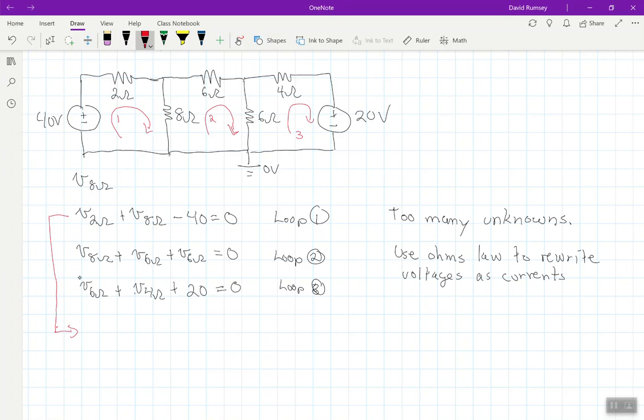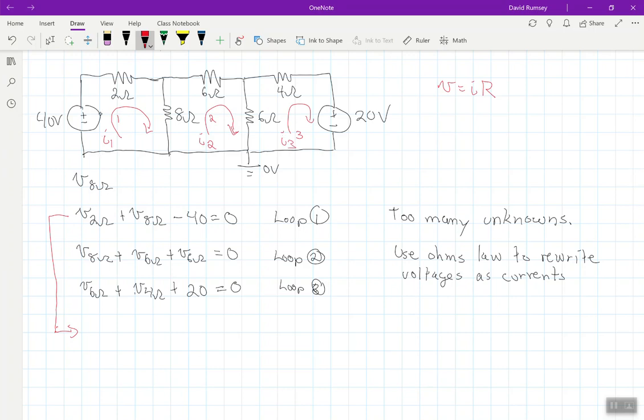And I'm not going to rewrite the equation, but we have the voltage across the 2 ohm resistor. Well, we know that voltage, Ohm's law, is equal to current times resistance. So what's the current going through here? That's where these loops, I've labeled them 1, 2, and 3, actually represent currents. That's the current in loop 1. This is the current in loop 2. This is the current in loop 3.